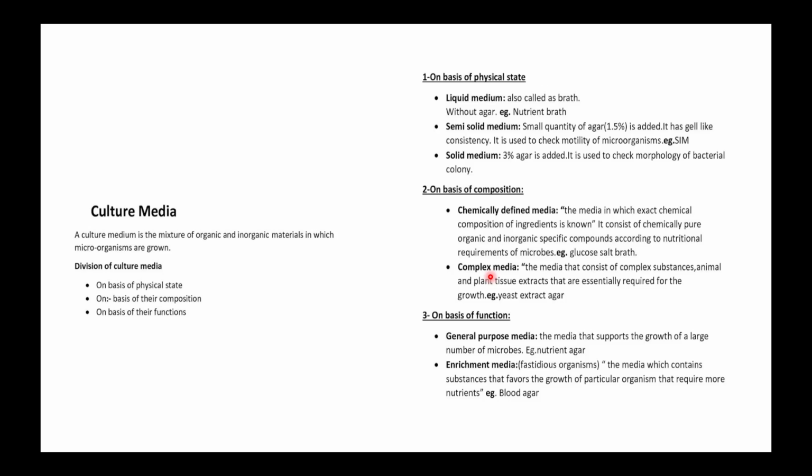And usually this complex media is used in general for culturing large cultures of E. coli or any such bacteria used for protein prep or some kinds of work which doesn't have any specific requirement later on. Complex media is actually better for culturing bacterial cells on a general basis. If there's any specific requirement, definitely then chemically defined media is used. And on the basis of function, there is general purpose media, the media that supports the growth of a large number of microbes, and enrichment media, the media which contains substances that prefer the growth of a specific organism that requires more nutrients.